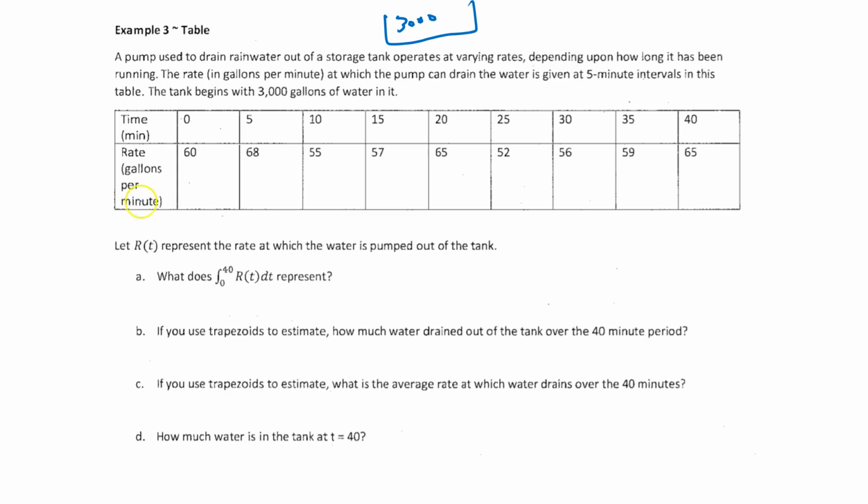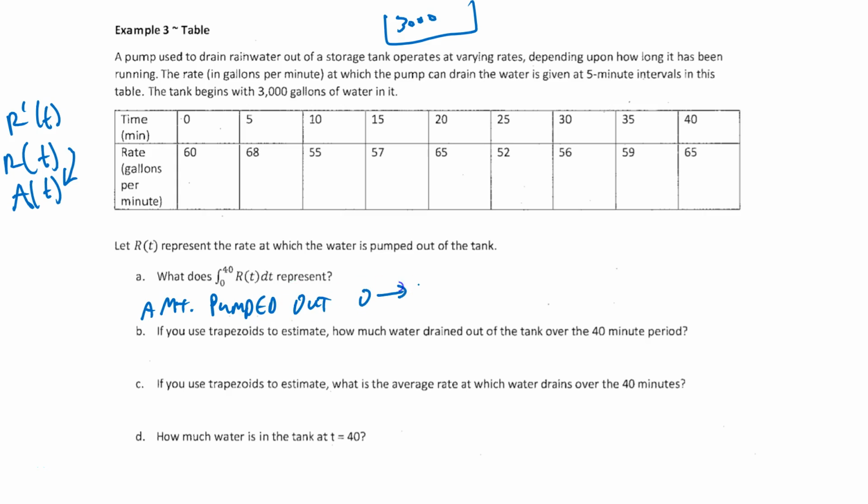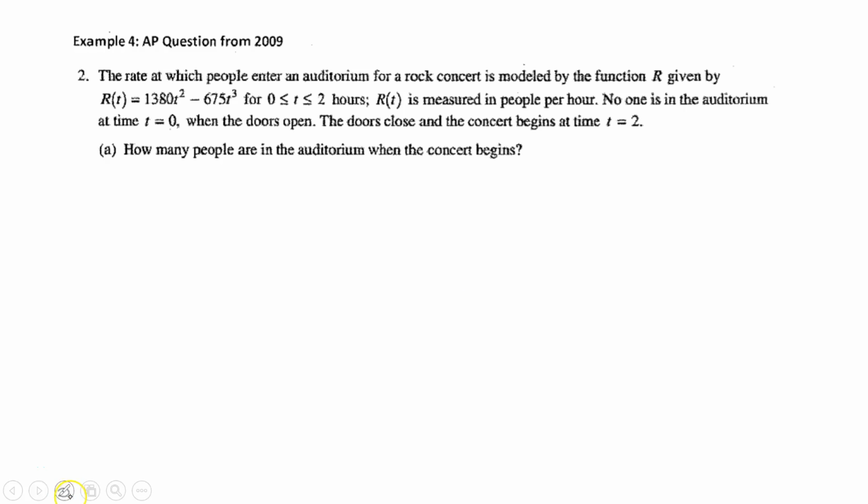So this is the rate in gallons per minute, and they ask us what the integral of the rate means. Well, if we think about a tower of functions here, we'd have the amount of water, we'd have the rate that the water is being pumped, and then r prime of t would be like the acceleration, sort of, of the pump. So if we integrate r, that's bringing us back down to the amount. So that's going to tell us the total amount of water pumped out of the tank between 0 and 40. So this is the amount pumped out from 0 to 40.